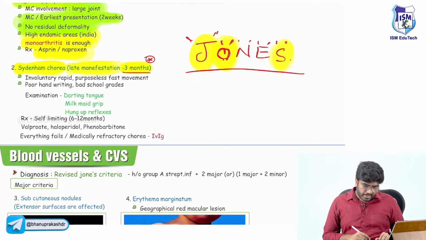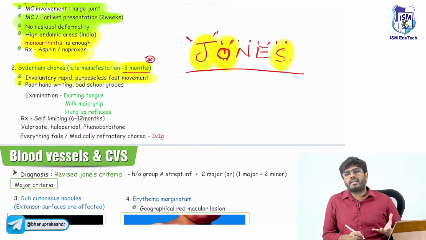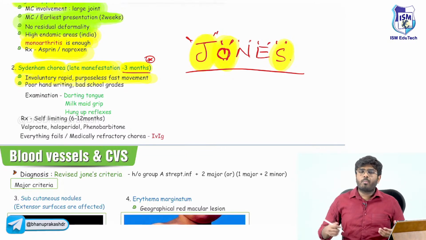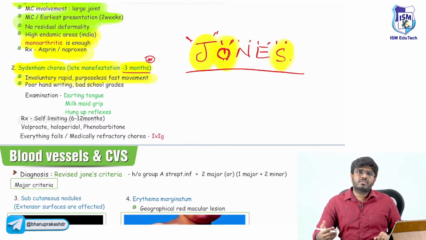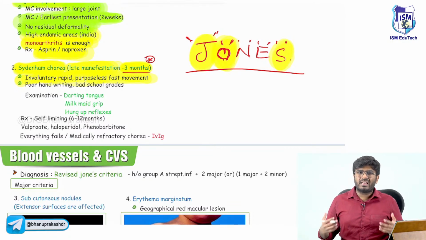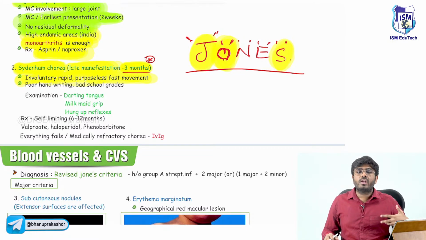So what exactly is happening here? There will be involvement of the basal ganglia. The basal ganglia structures are going to be affected, so that there are involuntary, rapid, purposeless, fast movements. The boy is sitting and doing all these abnormal movements. The mother or the school teachers might think this boy is naughty, doing all these unnecessary purposeless movements, but he is not doing it voluntarily. It is happening automatically, involuntarily.